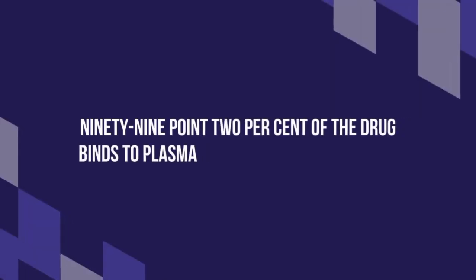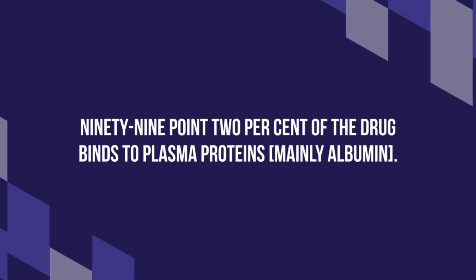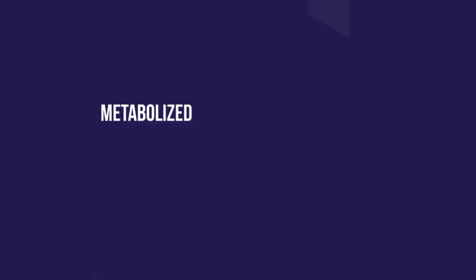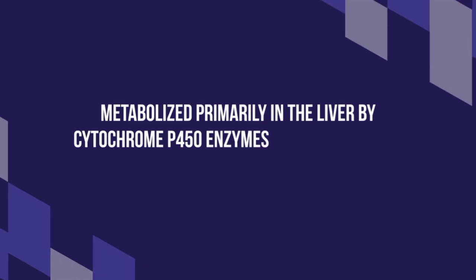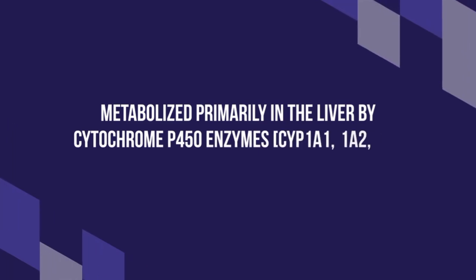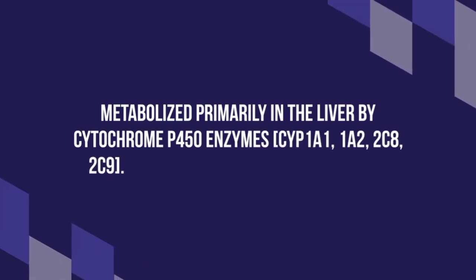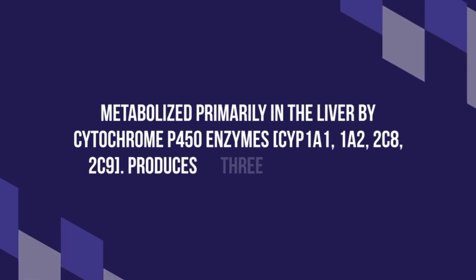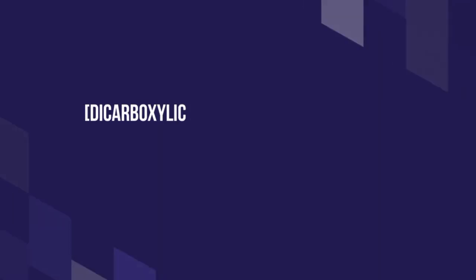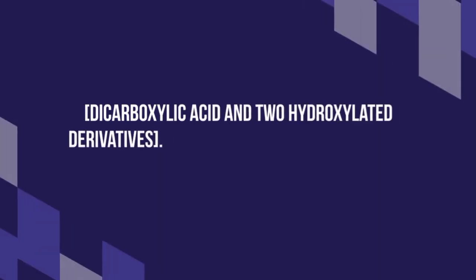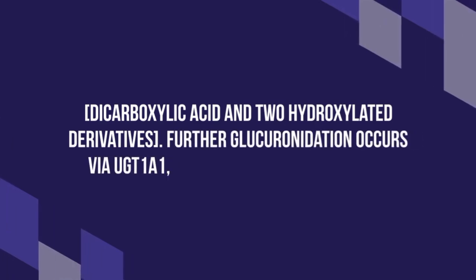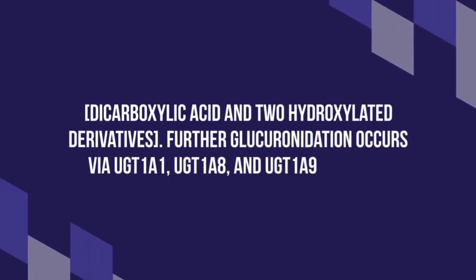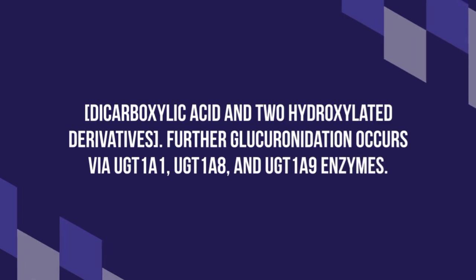Distribution. 99.2% of the drug binds to plasma proteins, mainly albumin. Metabolism. Metabolized primarily in the liver by cytochrome P450 enzymes, CYP1A1, 1A2, 2C8, 2C9. Produces 3 active metabolites, dicarboxylic acid and 2 hydroxylated derivatives. Further glucuronidation occurs via UGT1A1, UGT1A8, and UGT1A9 enzymes.